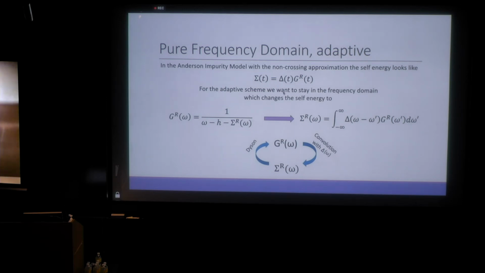And for the adaptive scheme, we want to stay in the frequency domain, which changes our self-energy from just being a multiplication in time to a convolution in the frequency domain, according to Fourier transformation rules. So now we have to deal with a convolution with delta of omega, which could introduce more or less cost depending on the localized features within this self-energy. So that is the next step that we're looking towards in this project.